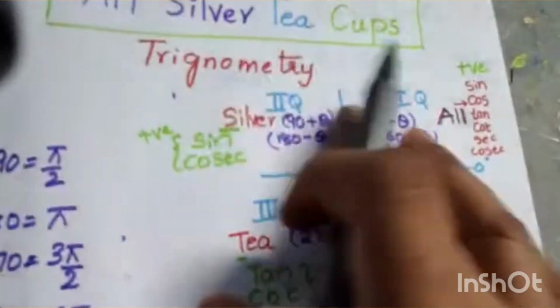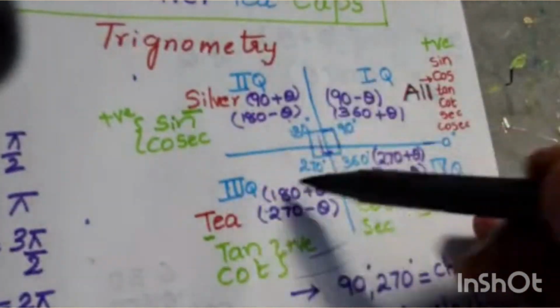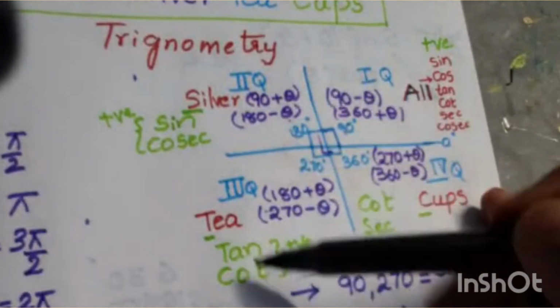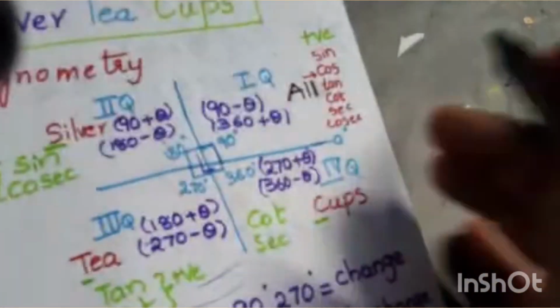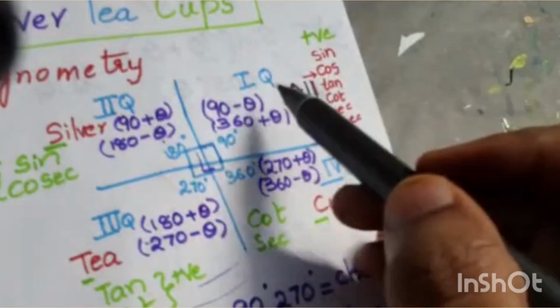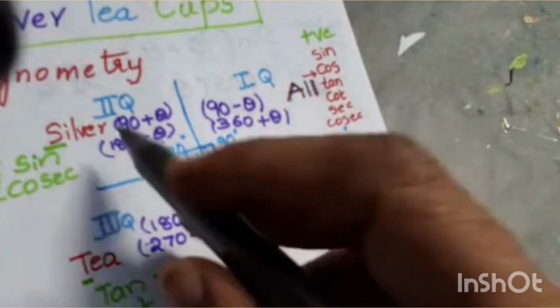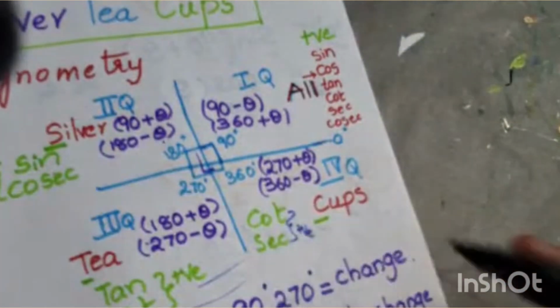This is "All Silver Teacups," very easy to remember. I have written in different colors so that you can understand different points to remember. T means tan and cot, silver means sine and cosec, and cot means cos and sec. All means all angles will come positive. These two and all become positive, others will become negative.